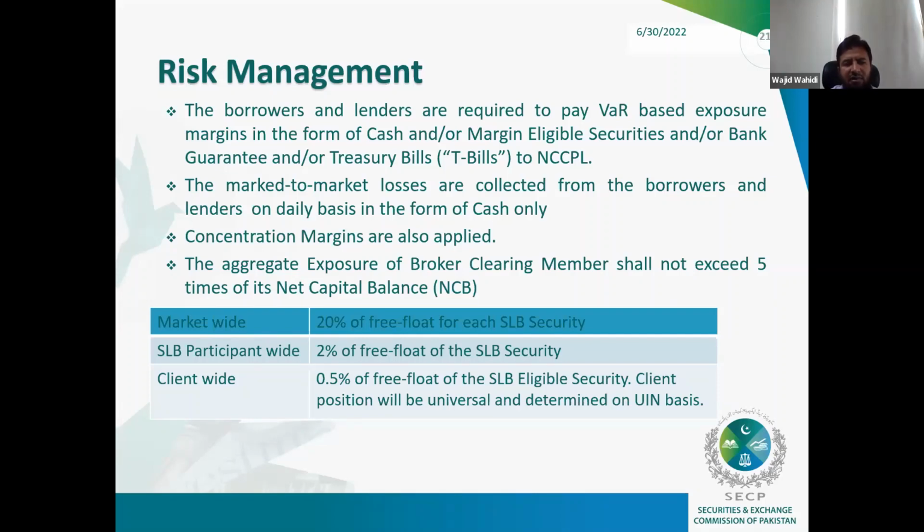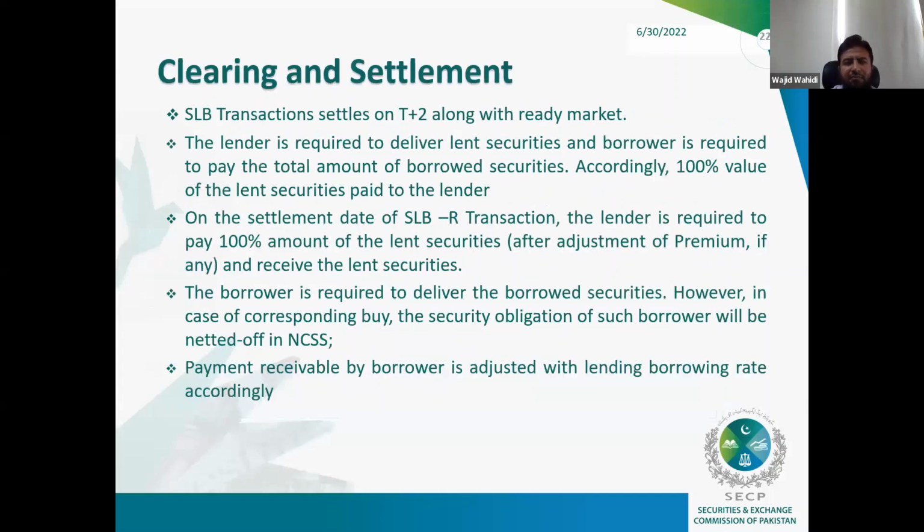These are certain limits applied on the market-wide, participant-wide, and client-wide basis. The details of these risk management measures are clearly explained in the SECP regulations, and one can easily view those regulations. If anybody wants a detailed analysis or a detailed understanding, one can contact me.